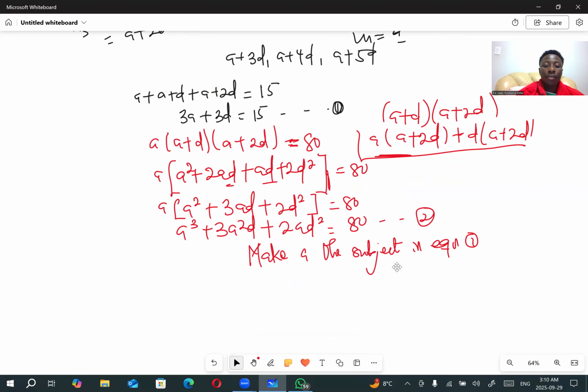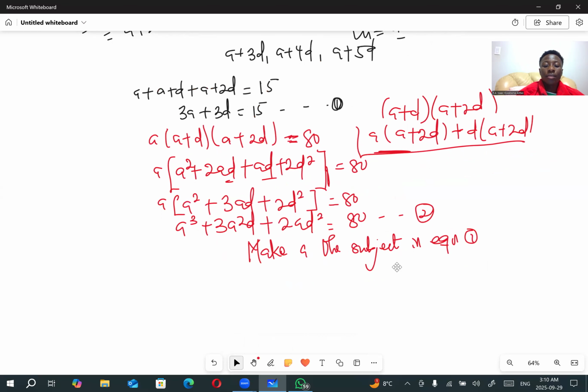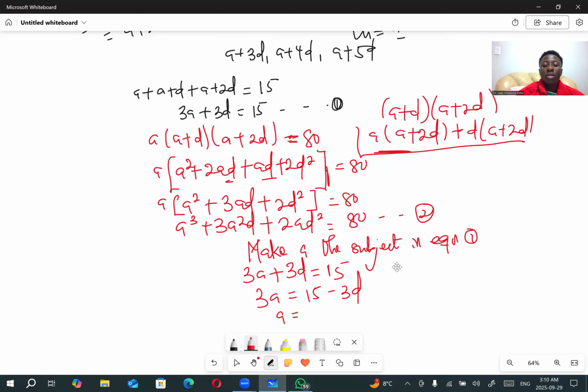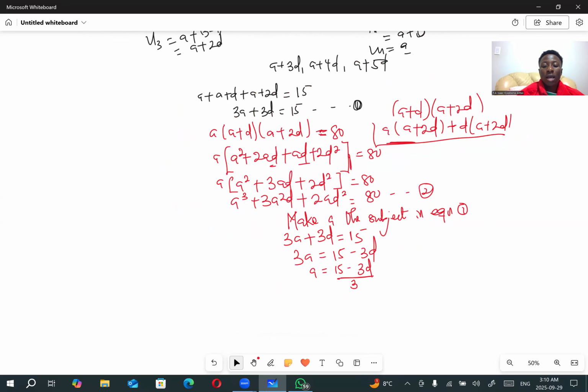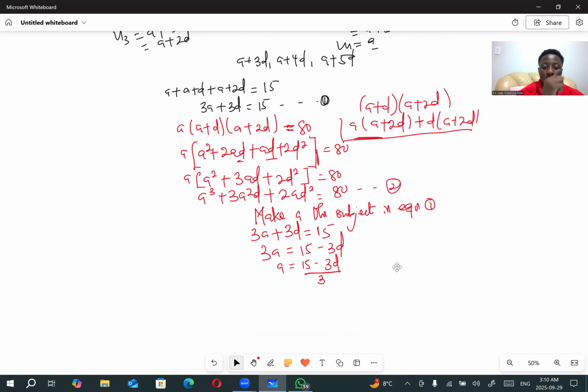Okay, it's fine. So equation 1 is 3A plus 3D equals 15. 3A is equal to 15 minus 3D. So if you are to make A the subject, A is equal to 15 minus 3D, and you divide every part by 3. Who doesn't understand this? It's important to understand what I just did. Are we all cool?